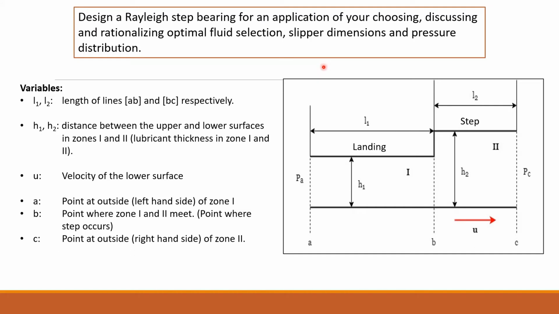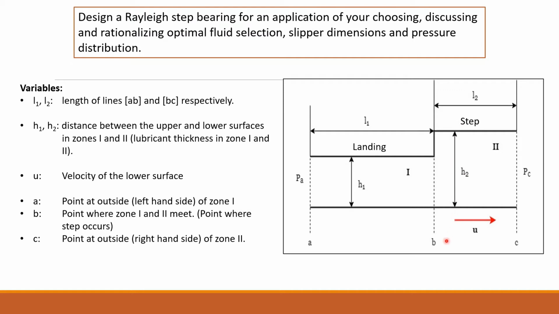As you can see in the diagram, the bearing is split into two sections, so we're going to call this section zone 1 and this section zone 2. The length of the line A to B is going to be called L1, and the length of the line B to C is going to be L2. H1 and H2 are the distances between the upper and lower surfaces in zones 1 and 2. So H1 is this distance right here, and H2 is this distance here.